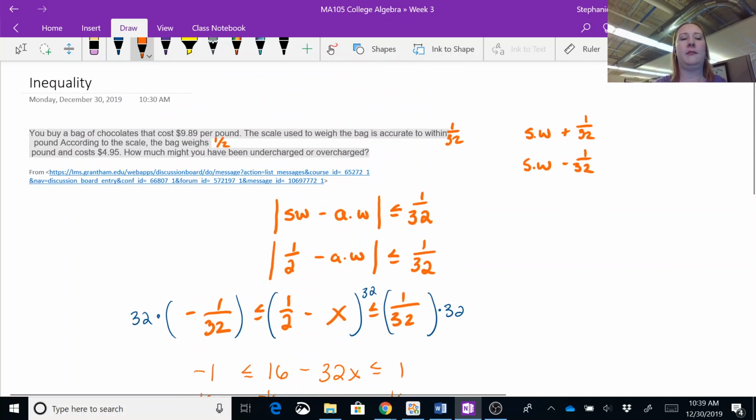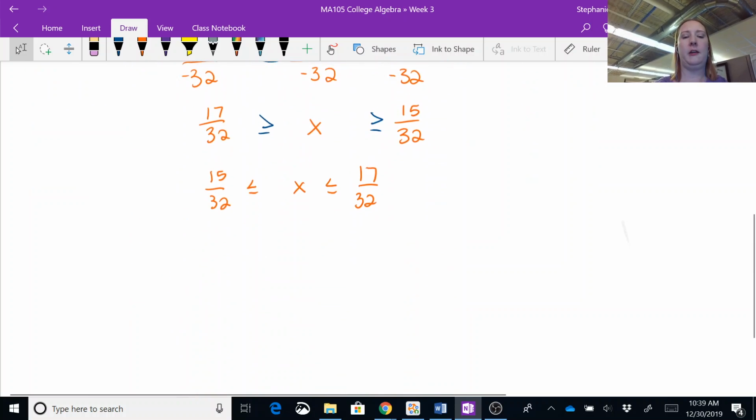The question is asking how much might you have been undercharged or overcharged. So if it costs $9.89 per pound, we need to multiply our potential weights by the cost per pound to determine how much the charge would be. So that's $9.89 per pound.